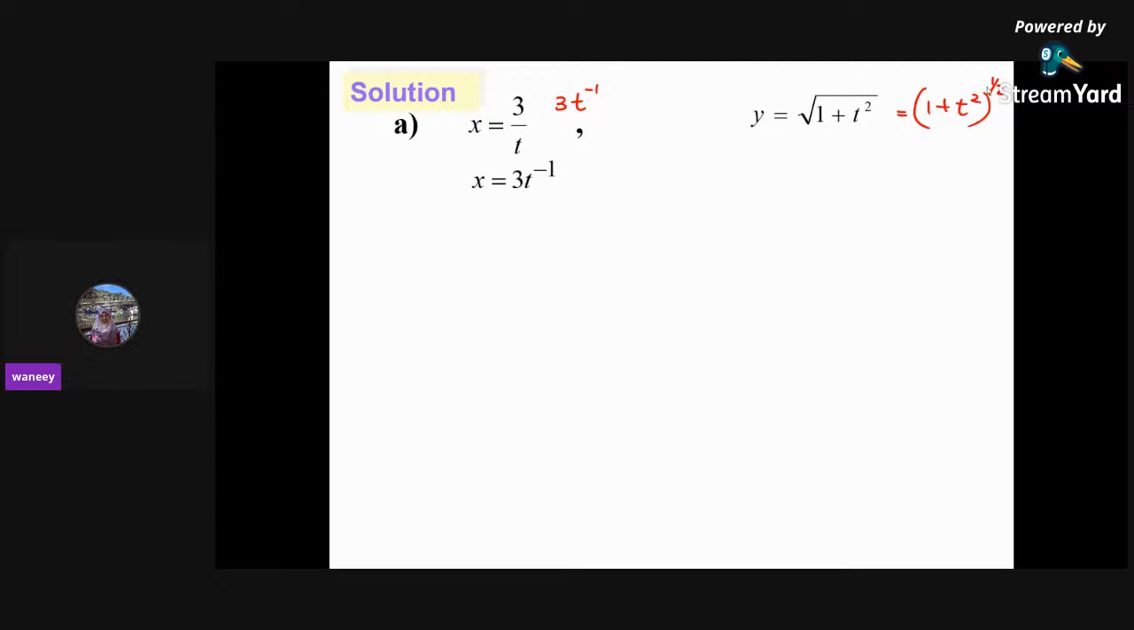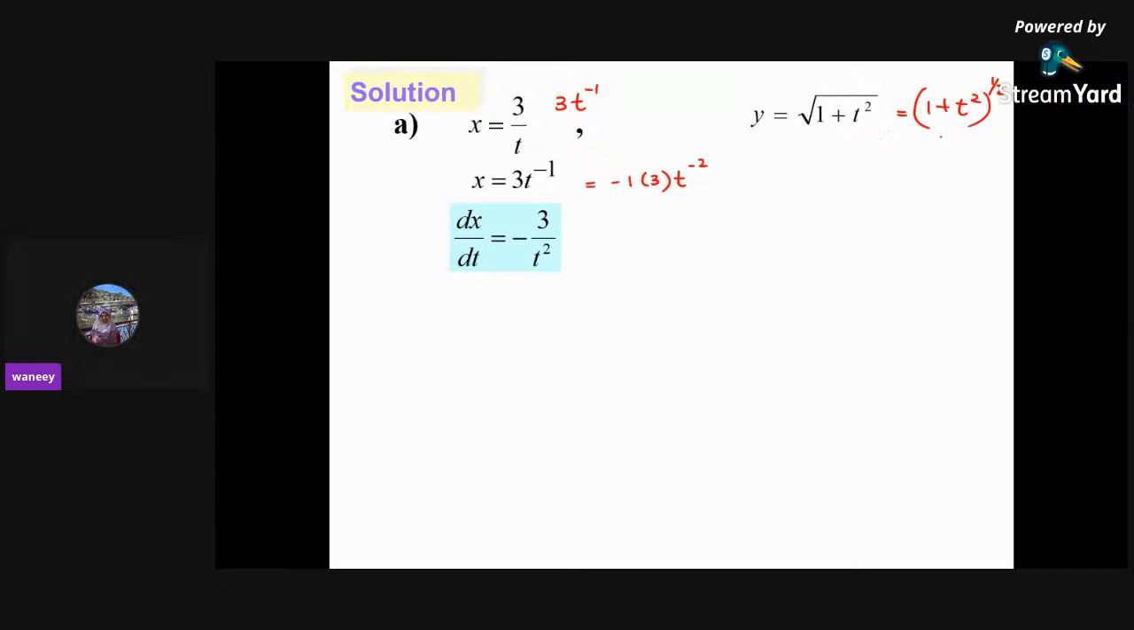Okay, so x is equal to 3t to the power of negative 1. So bring the power down. We are going to get negative 1 times 3, t to the power of negative 2. So that is how you end up with negative 3 over t squared.